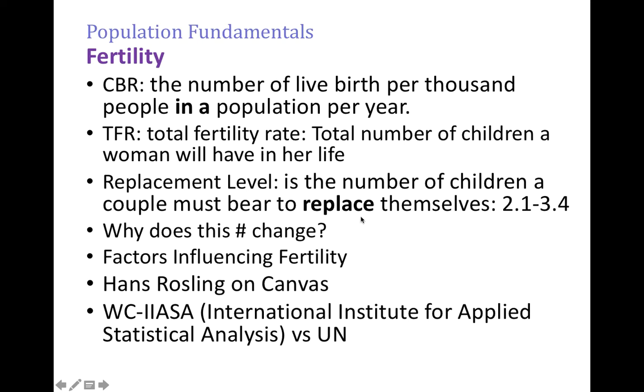So what are some of the things that influence fertility? We've talked about them, like the difference in economy. If you have a labor-intensive economy, then more children is going to be seen as a necessary part of your daily life, of your survival.